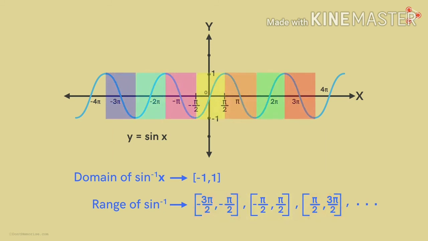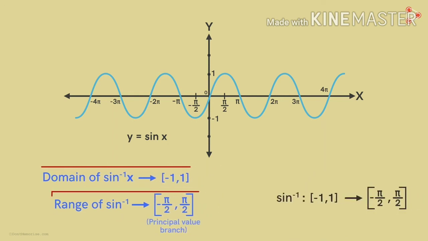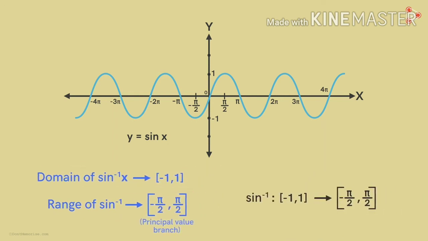Corresponding to each interval, we get a branch of the function. Of these, the branch with the range -π/2 to π/2 is called the principal value branch. So the domain of sine inverse function is this, and its range is this. And this is how we write it. The value of an inverse trigonometric function, which lies in the range of the principal branch, is called the principal value of that inverse trigonometric function.